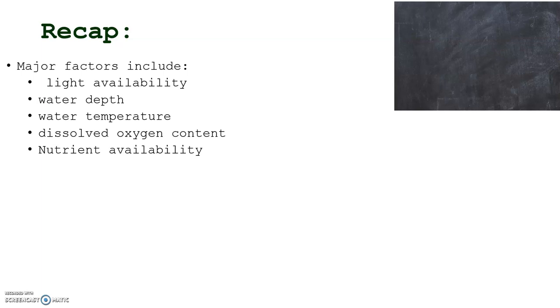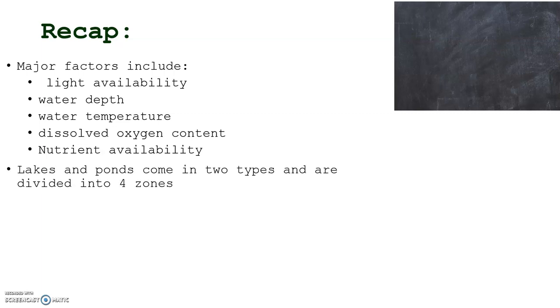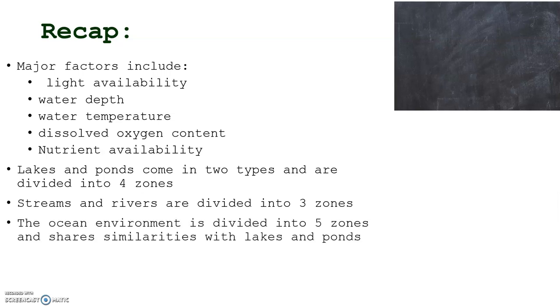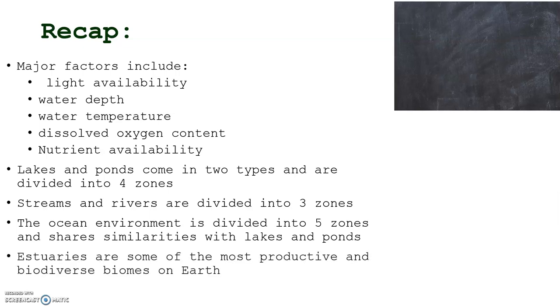So to recap, major factors include light availability, the water depth, water temperature, the dissolved oxygen content, which remember is higher in colder water and faster moving water, and then the nutrient availability. Lakes and ponds come in two types and are divided into 4 zones. Streams and rivers are divided into 3 zones, and the ocean environment is divided into 5 zones and shares similarities with lakes and ponds. Estuaries are some of the most productive and biodiverse biomes on Earth.